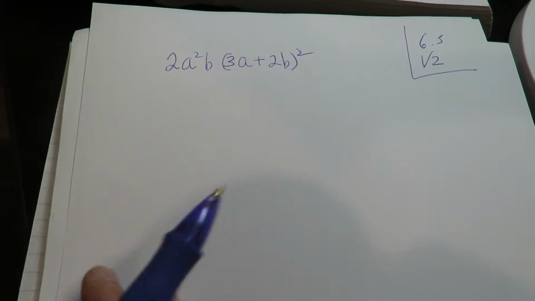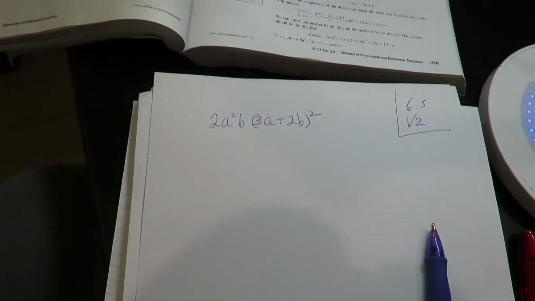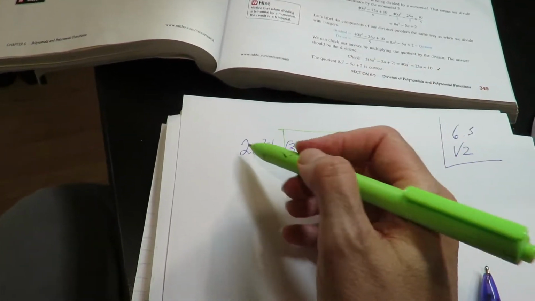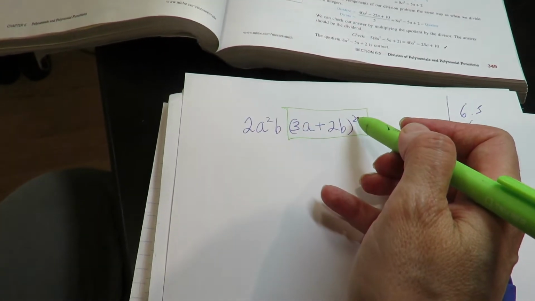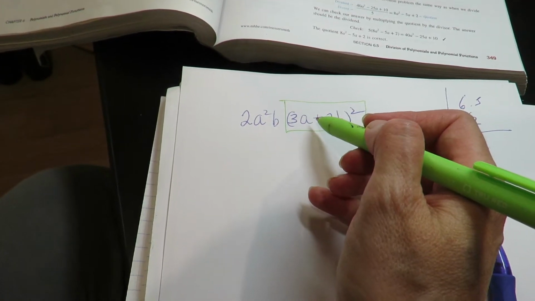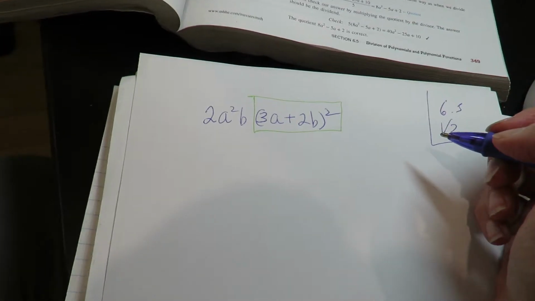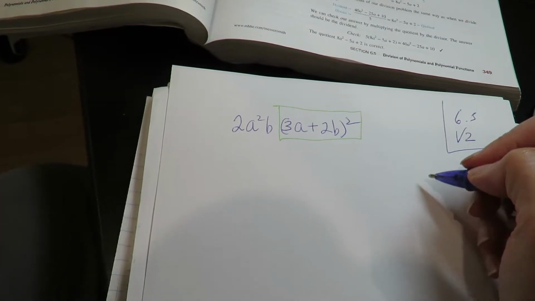So if you have a problem like this, you need to do this part first. You can't distribute this in because this thing is being squared. So you can't put this in until you've squared this. Now I'm going to use the formula here, but you can do it the long way if you want.